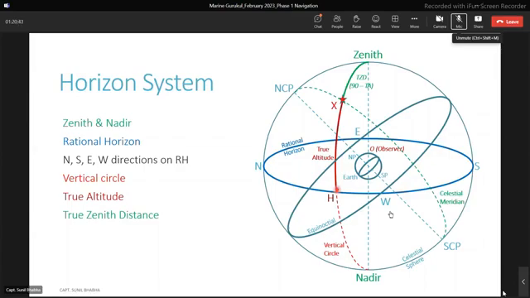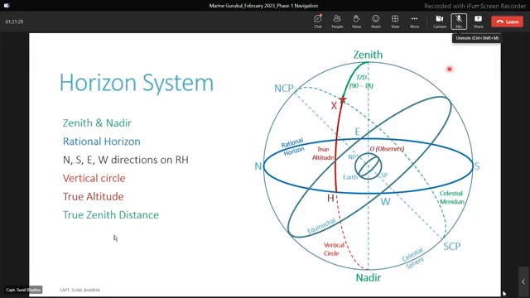So we have understood the concept of true altitude now. We have also understood the concept of true zenith distance now. Very, very important concept from the horizon system point of view. So beta, any doubts coming to your mind up to here? No. Very good, beta. Great. So let's move ahead then.